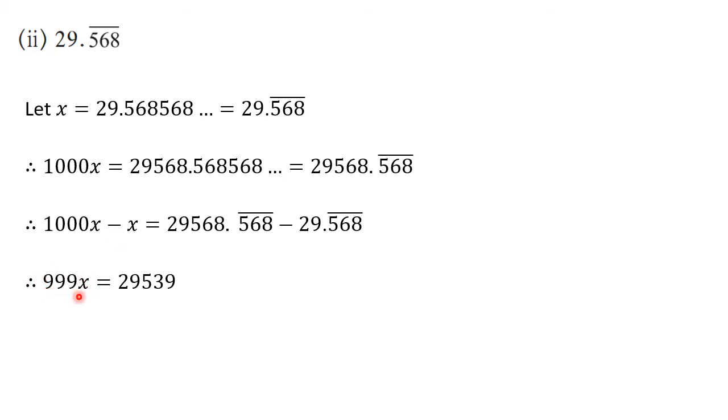999x. And next step, now to find x means simply shift this 999 to the denominator. So the answer is x is equal to 29,539 divided by 999. Okay. So in this way you can solve the sums. These sums will appear for 2 marks in exams. Okay. They are important also.